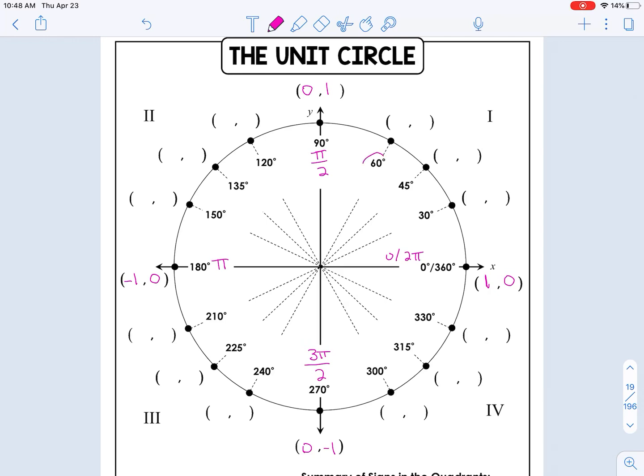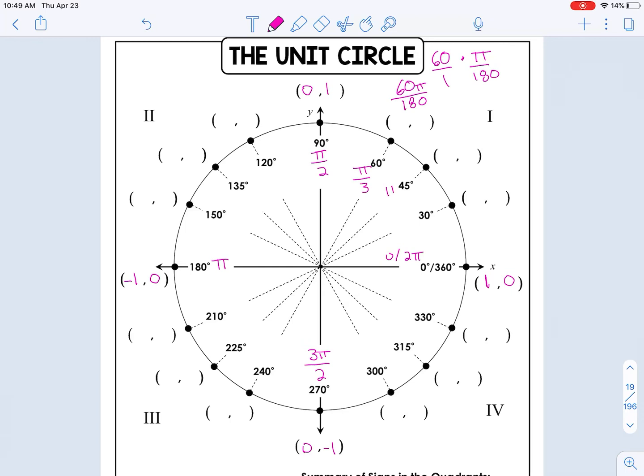But remember, if we want to get 60, all we have to do is go 60 times pi over 180. And we get 60 pi over 180. And 60 over 180 reduces to 1/3. So this is pi over 3. So all you have to do is multiply each degree by pi over 180, or you can start using common sense a little bit too, because some of them are going to mirror.